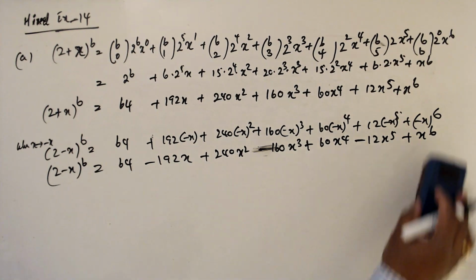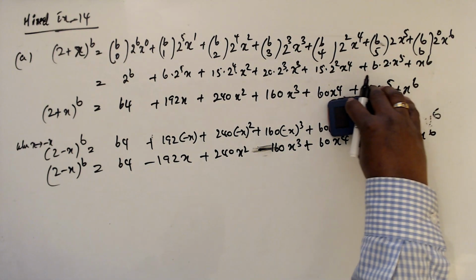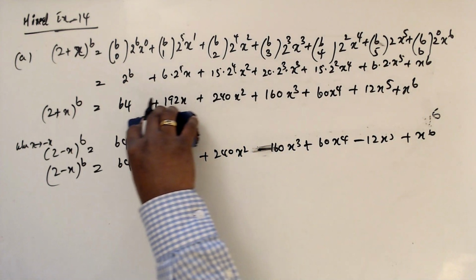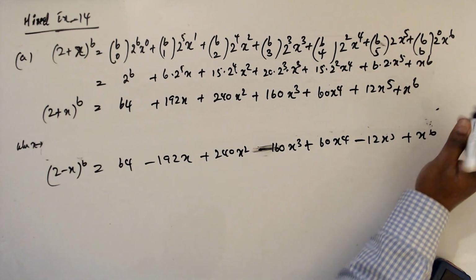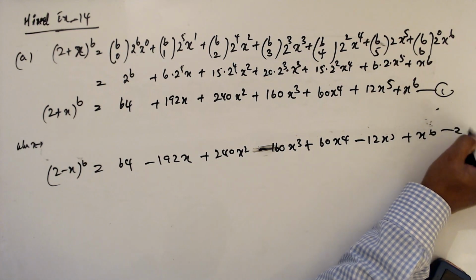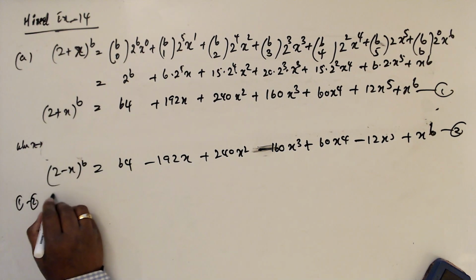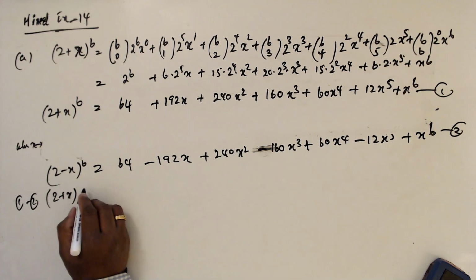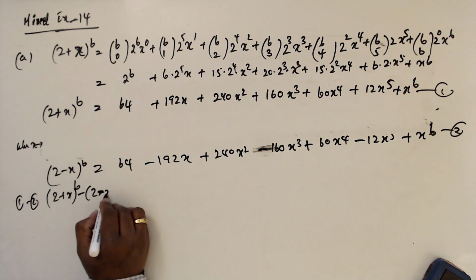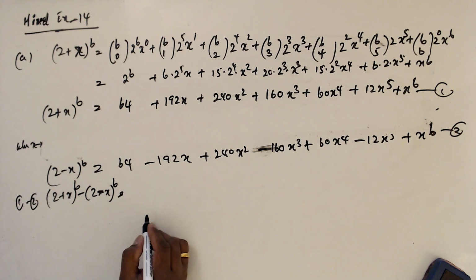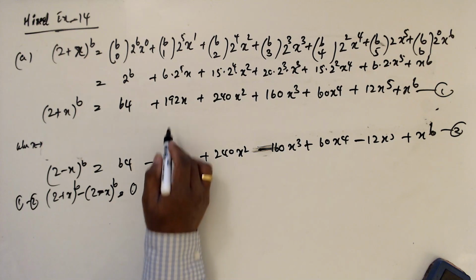Now we'll subtract those two. Now 1 minus 2 means (2 + x)^6 minus (2 - x)^6. When you subtract those two, the constant cancels out. This is going to be 0.